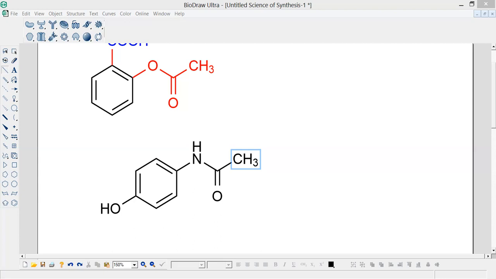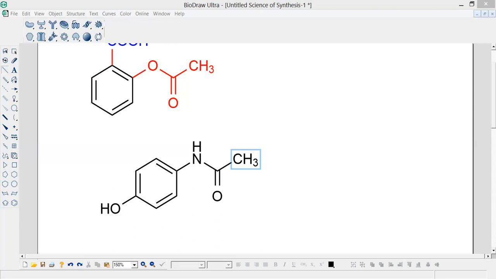Now just wait. Now go for the next, NO2. You can go for NO2. Edit it, and in place of NH2 go for NO2. This is the structure of metronidazole.